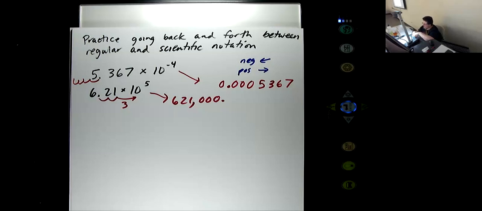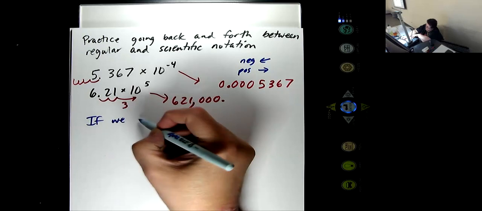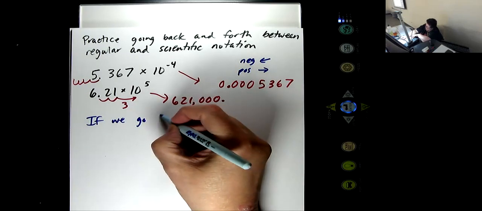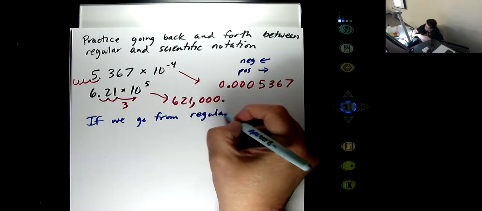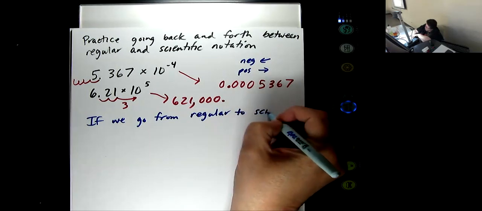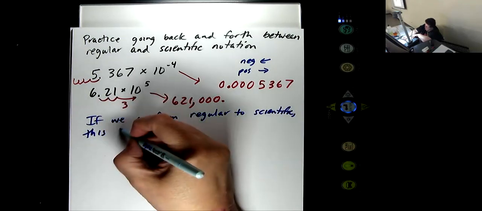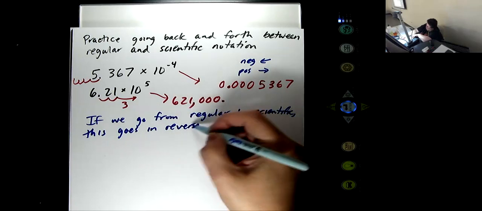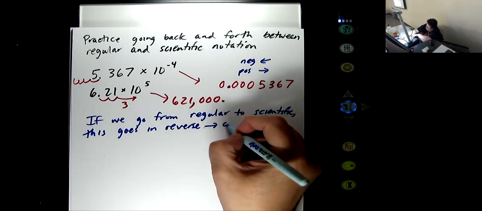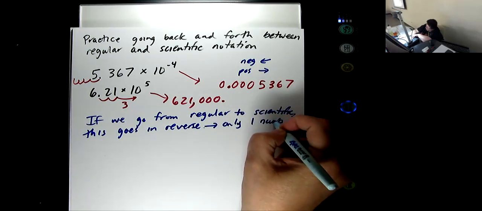If we go the other direction, from regular to scientific, this goes in reverse. And you want only one number in front of the decimal point.